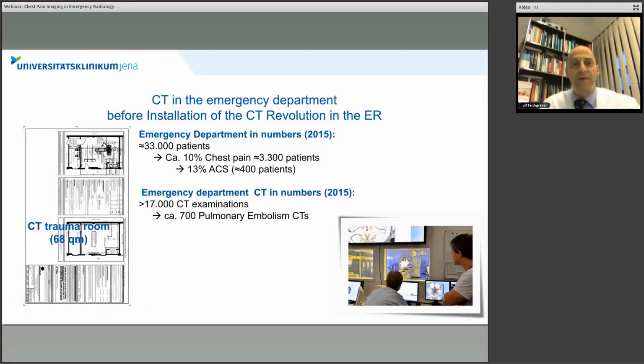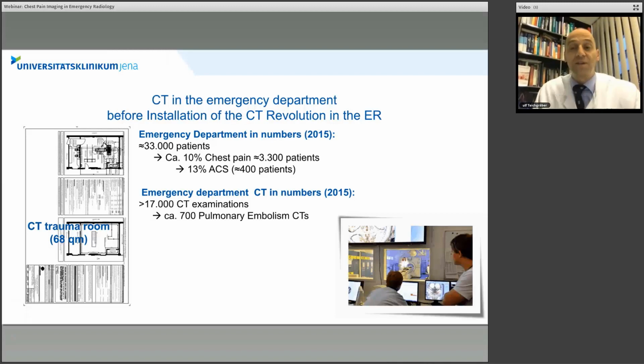The emergency department was already quite active before Professor Behringer came. We already had a CT scanner in our emergency department, directly installed in the trauma room. So all major trauma patients went to the CT scanner right away. It was only a minor use in terms of cardiac imaging.